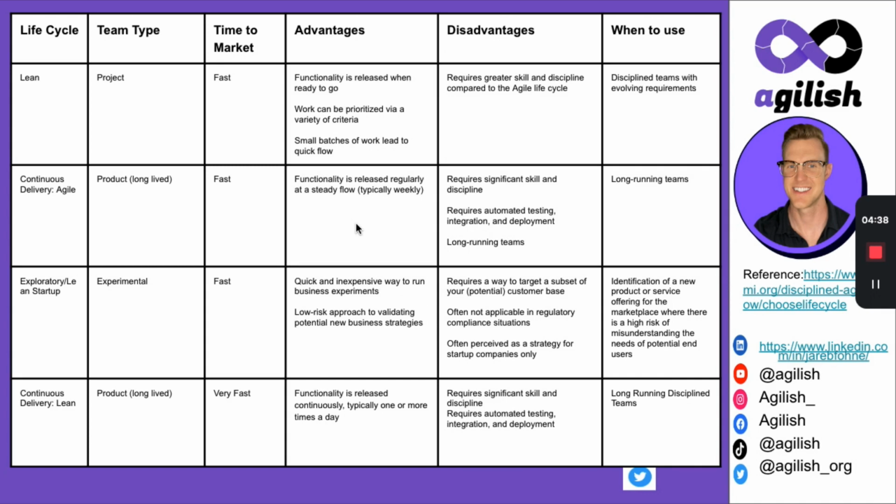Let's go to the faster ones. So everybody wants to be fast. So let's look at the fast ones, and the very fast. So the next one is Lean. You can think of that as kind of Kanban.